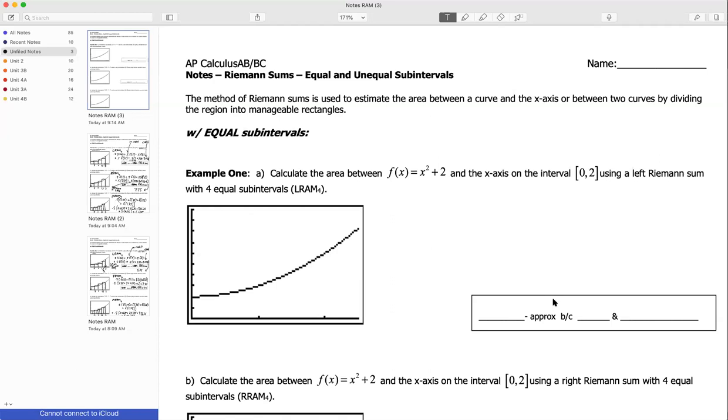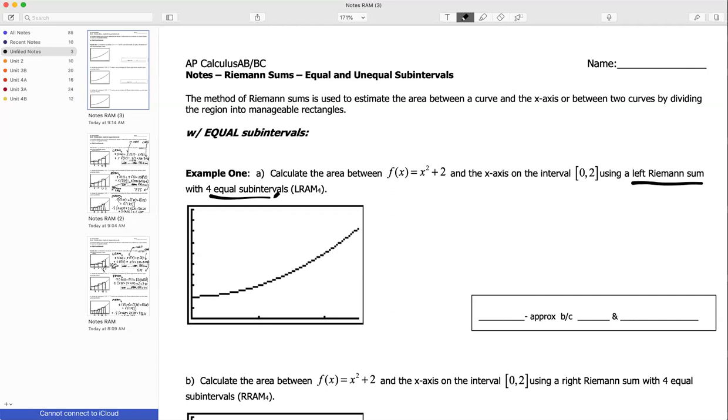All right, so here we go. The method of Riemann sums is used to estimate the area between a curve and the x-axis or between 2 curves by dividing the region into manageable rectangles. So example 1 says, calculate the area between this curve, f of x is equal to x squared plus 2, and the x-axis on the interval from 0 to 2. And we want to use a left Riemann sum with 4 equal subintervals.